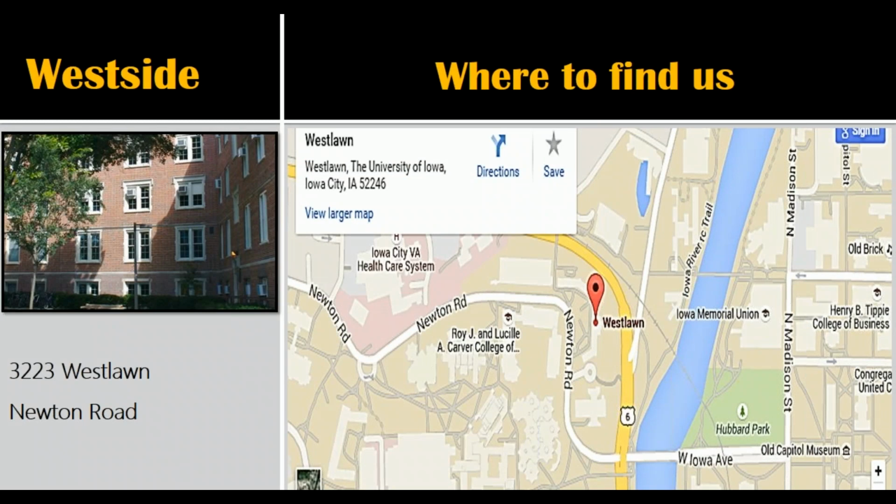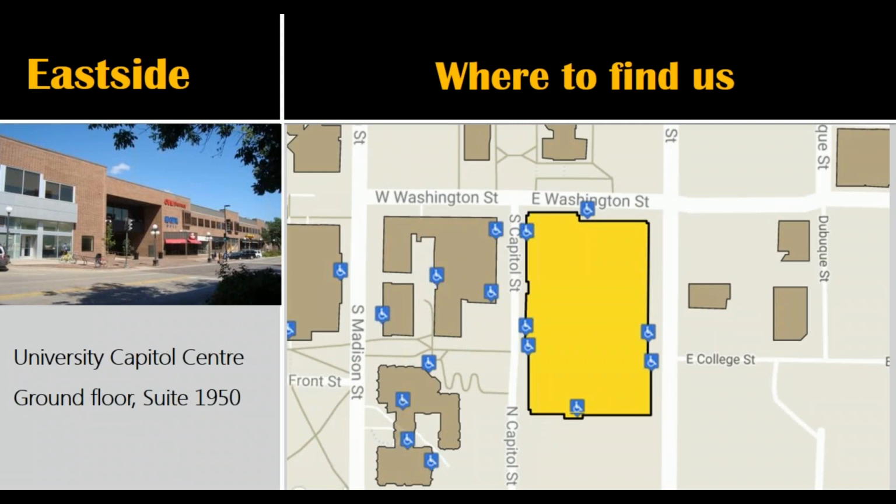We are located on two sides of the river now. We are at West Lawn, which is a building immediately adjacent to the College of Nursing. It's the same building that Student Health is in. It's on Newton Road on the west side of the river, and you can see a little bit on the map there. And this year we have started another part of the counseling service on the east side of the river, located in the University Capitol Center on the ground floor, and we're very happy to have two locations.